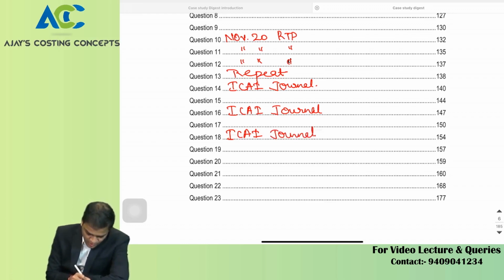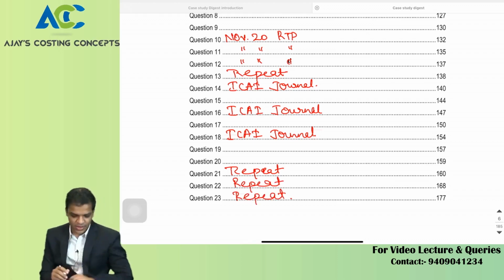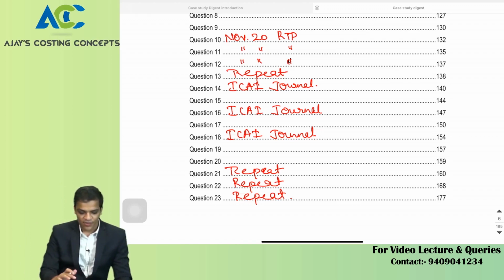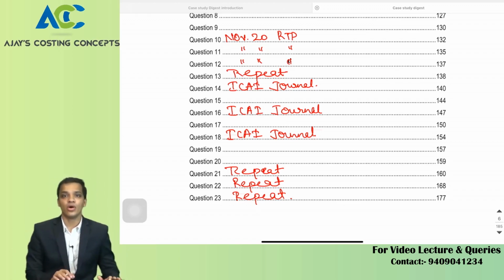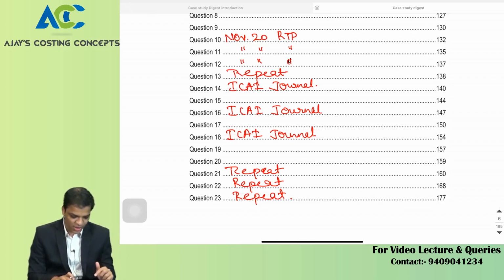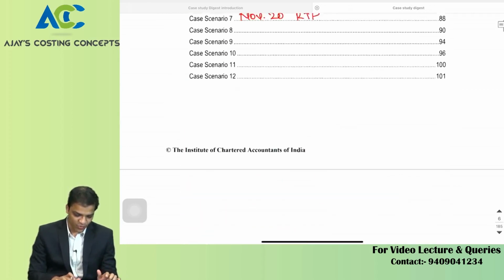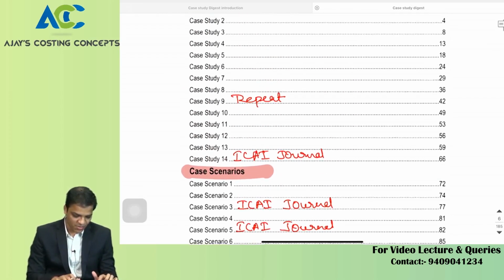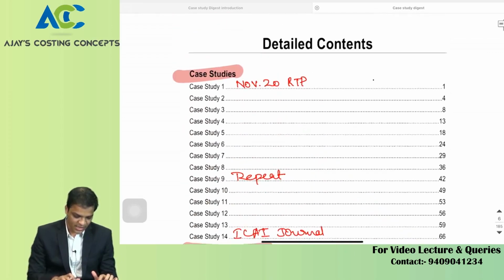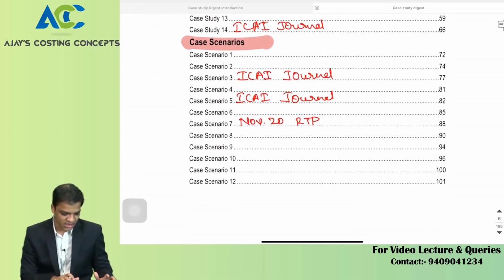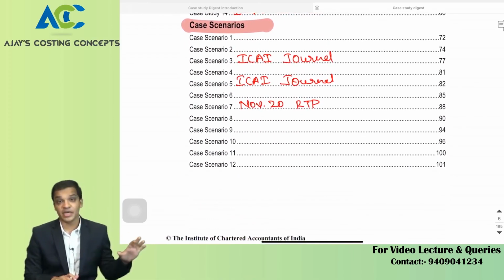Question number 21, a repeat question. 22, again a repeat question, and 23, again a repeat question, right? So you can note this down, or you can pause this video to write it down. See, 21, 22, 23, 13, that is again, these all are repeat questions, right? 4 questions. Over here, question number 9, as I said, is again a repeat question, and these questions are covered from repeated questions.